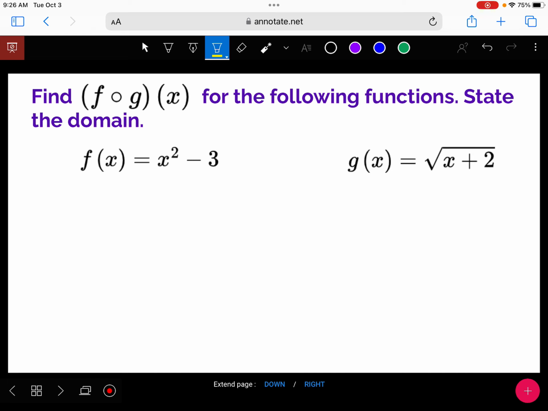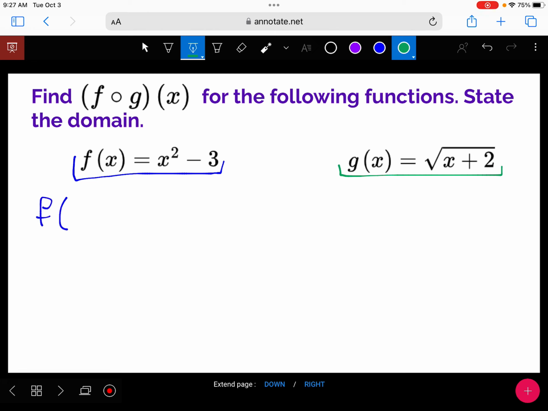So we're going to do f of g of x. So we're keeping the x. And then we're going to find the domain. So again, I'm going to color code stuff because I find that very helpful. So I'm going to do f of x in blue, g of x in green. And we are doing f of g of x.